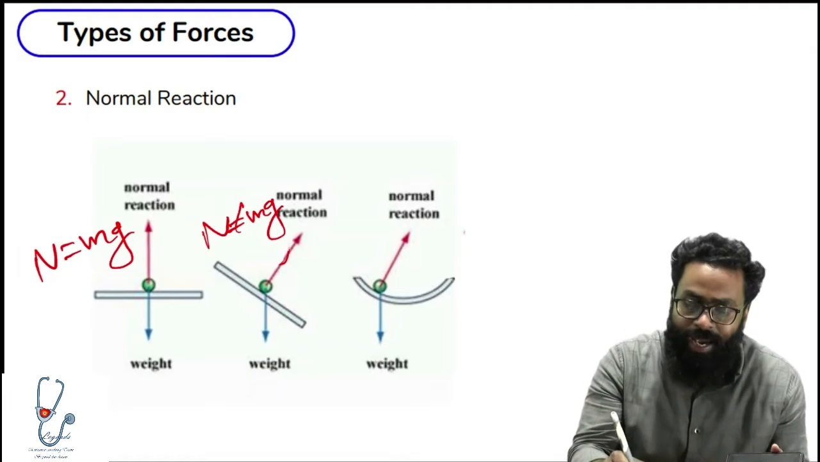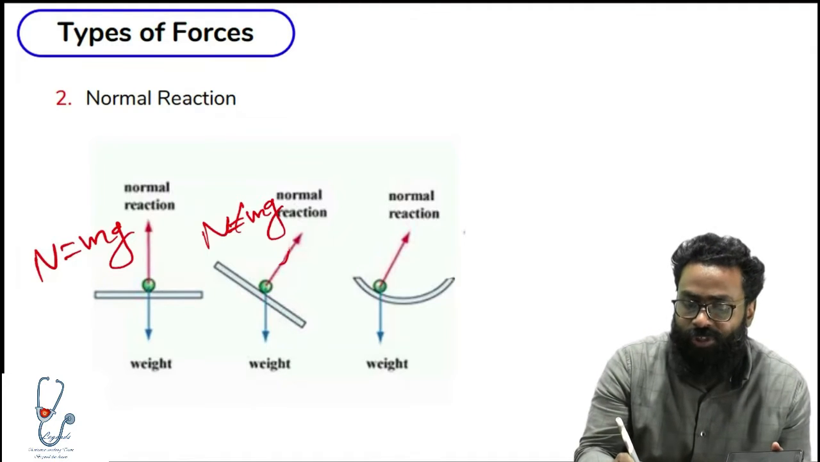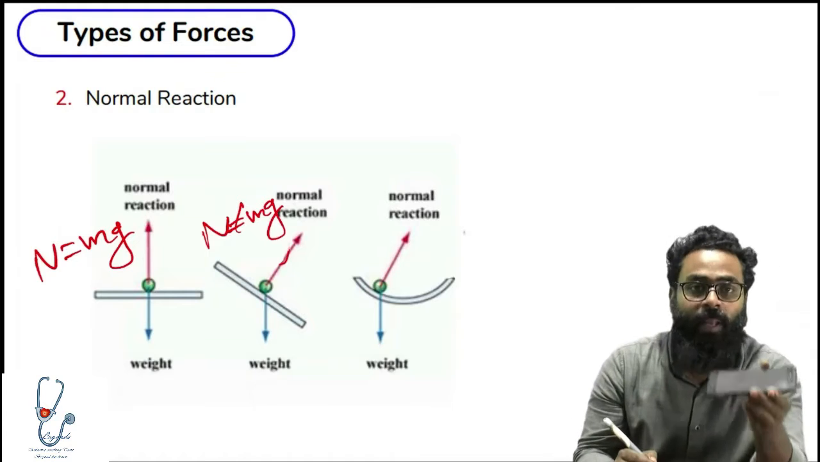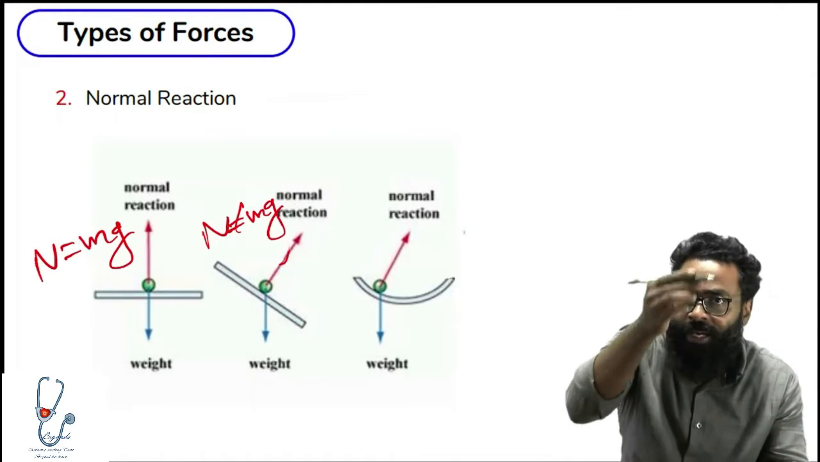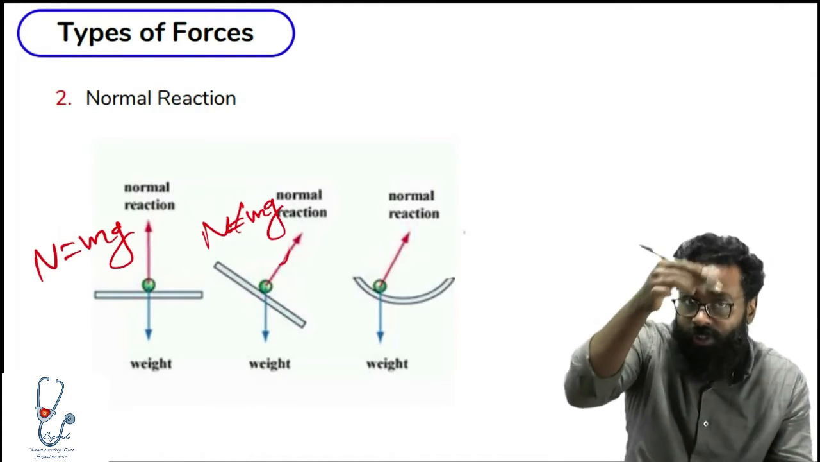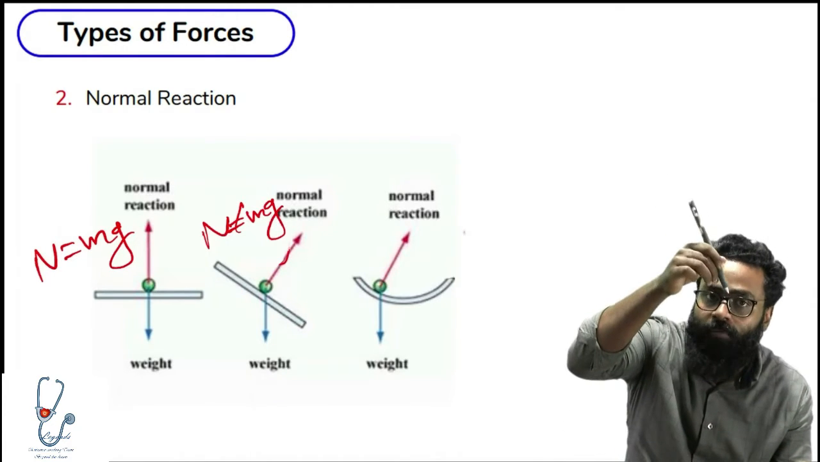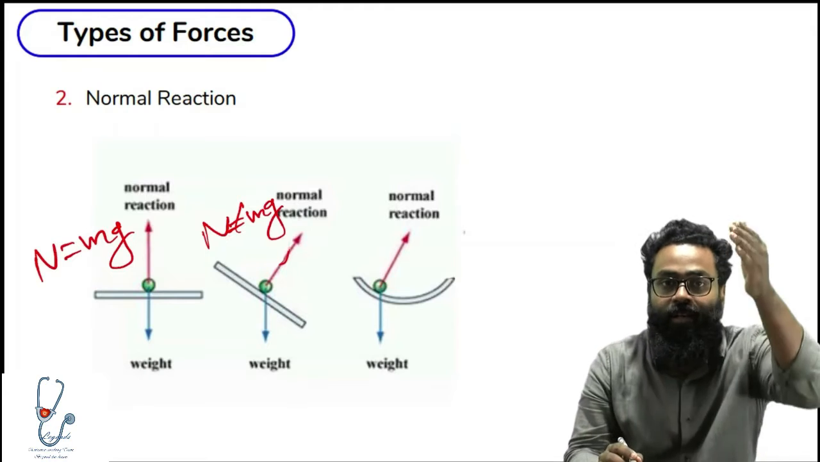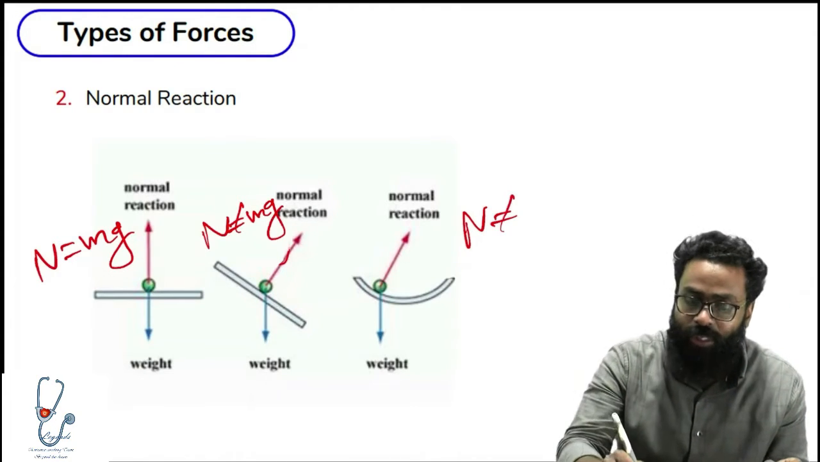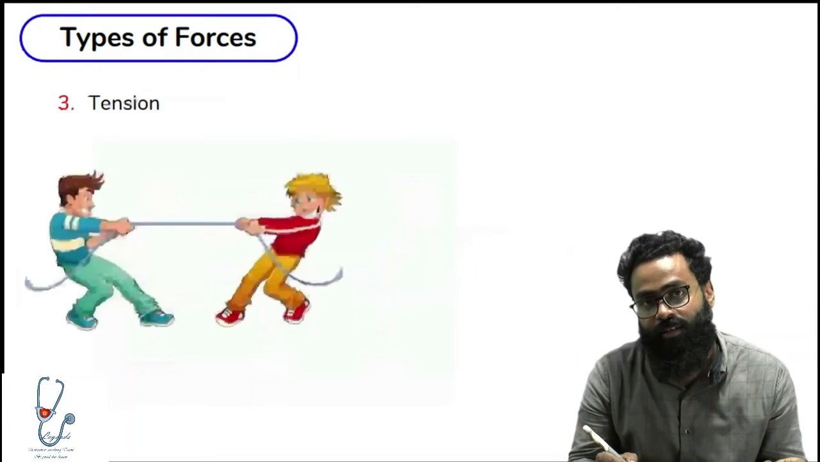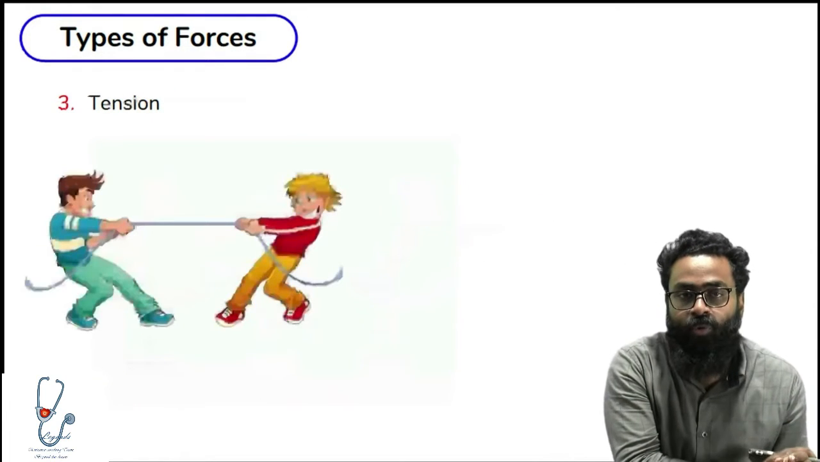Clear that? And in the next picture we see that the normal reaction is perpendicular to the point of the plane. That means in a curved plane, in a curved structure, the normal reaction is perpendicular to the point of the plane and the weight is downward. So here also N is not equal to mg. Clear that? And we have to move on to the next slide.